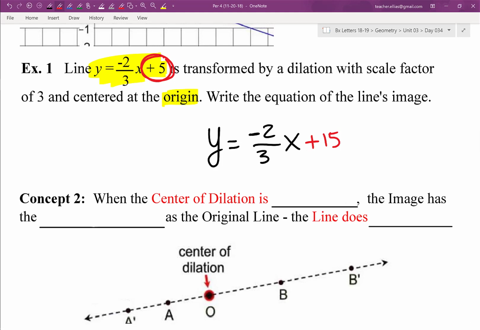Oh, so you basically just did 5 times 3 equals 5. Yeah, because the y-intercept is the only thing that changes. Dilations will always produce parallel figures.